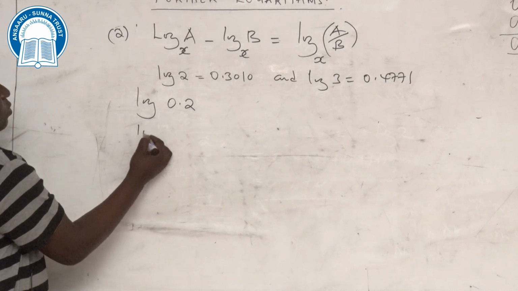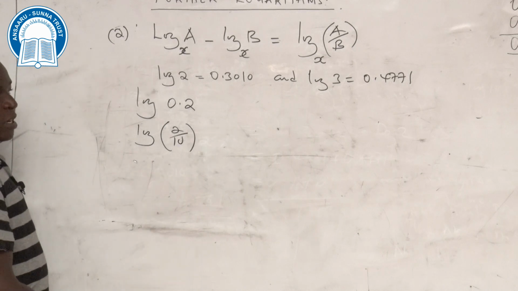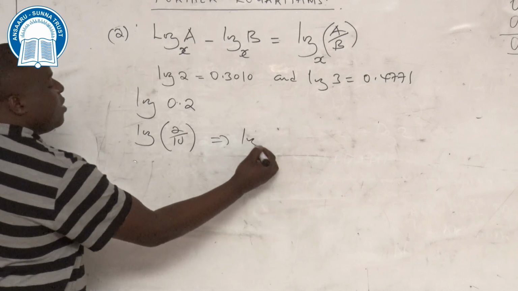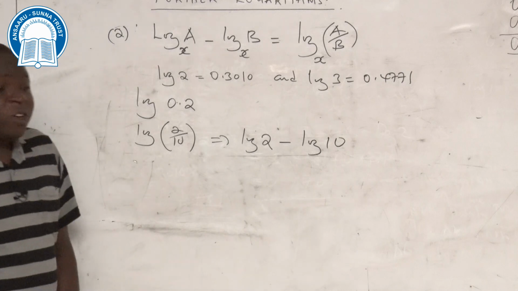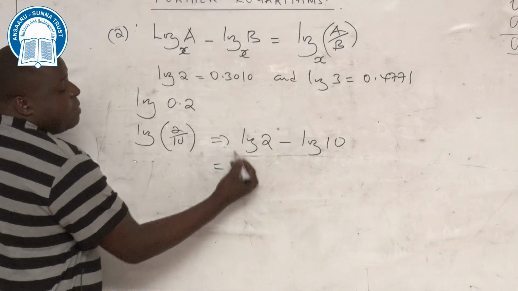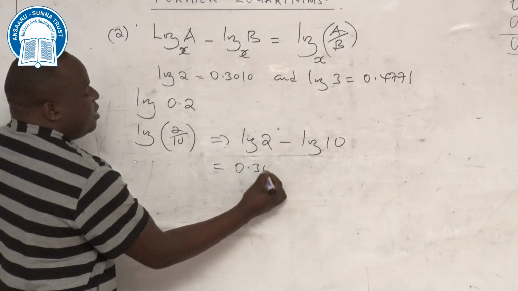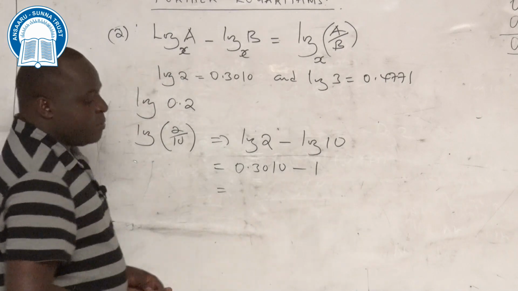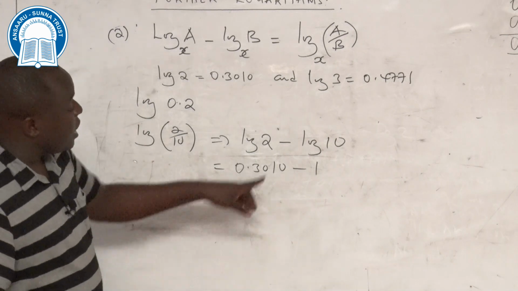So 0.2 is the same as 2 over 10. That's where I start. This is log 0.2, but this is the same as log 2 minus log 10. 10 is a common log. We should not have a problem with that. I've already explained. Then replace the values. Log 2 is the same as 0.3010. Log 10 is the same as 1. So the next thing you'll do is now you subtract these values.